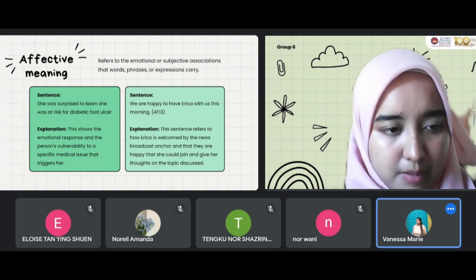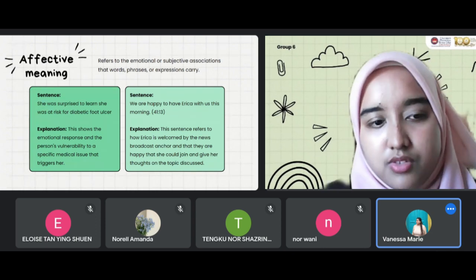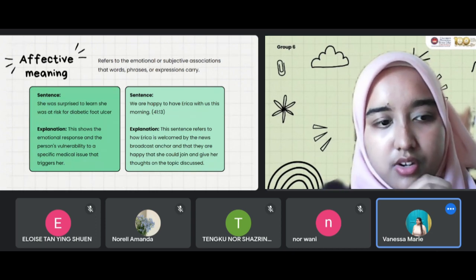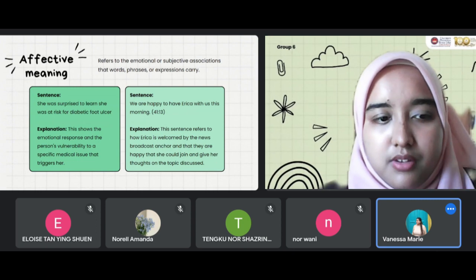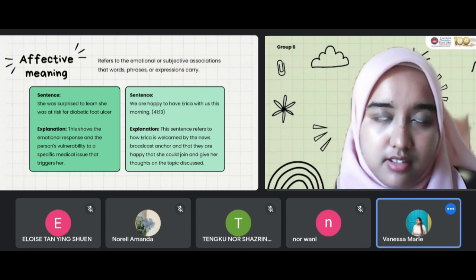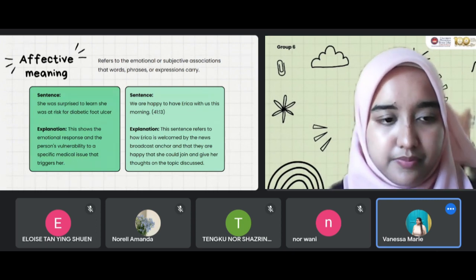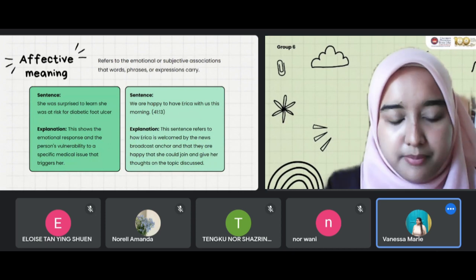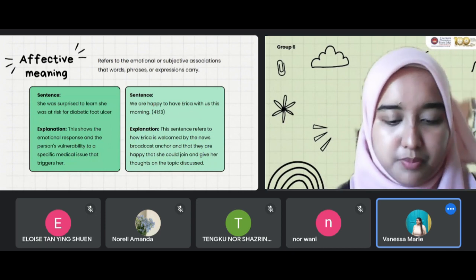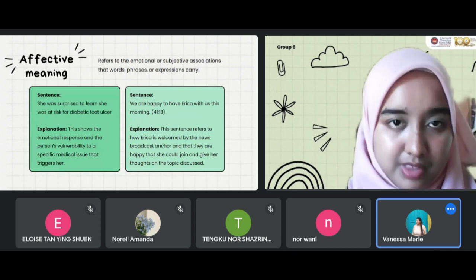This, the personal feelings, attitudes, or values of an author or speaker, inferred from their words and/or nonverbal behavior. So let's take a look at the example. She was surprised to learn she was at risk for diabetic foot ulcer.